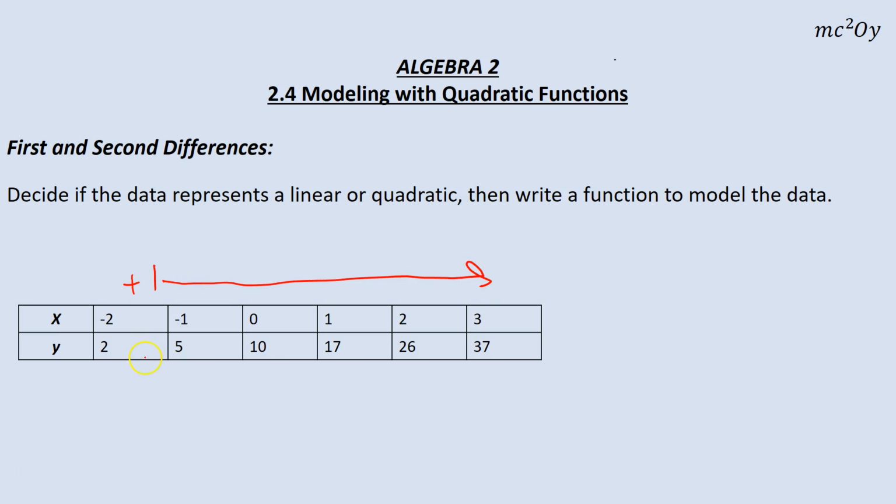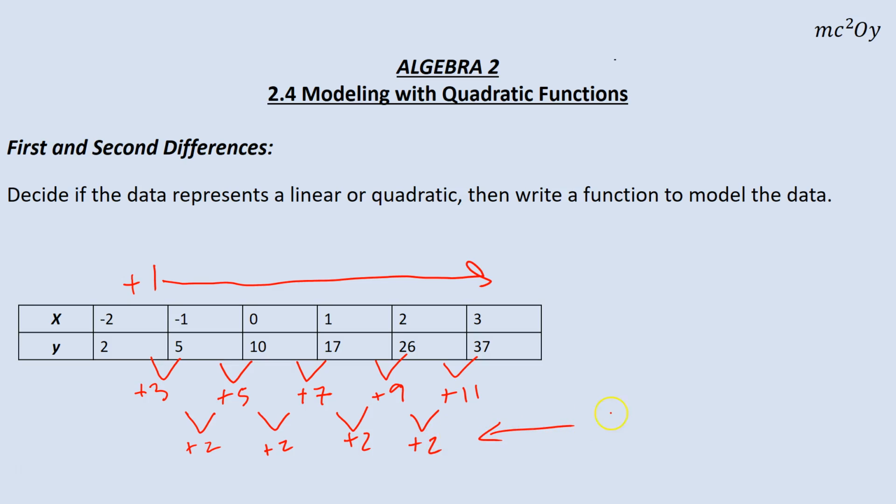And then I'm just going to calculate the difference. Plus 3, plus 5, plus 7, plus 9, plus 11. Okay. And plus 2, plus 2, plus 2, and plus 2. So it happens to be a quadratic. Okay, second difference. So it's a quadratic.